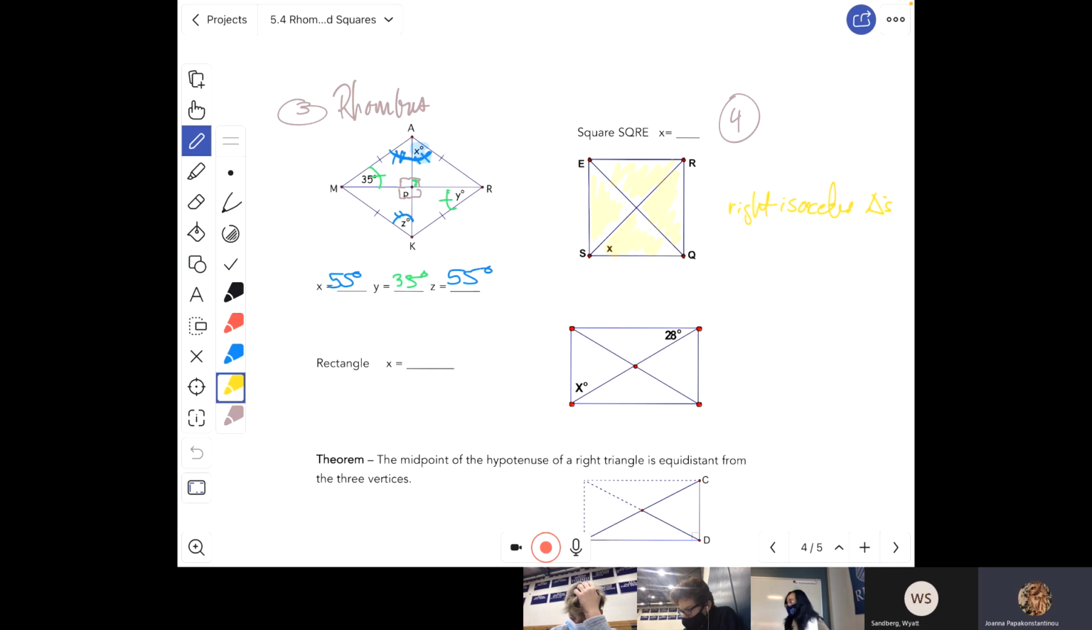Yes. It's another way to do it. Absolutely. I know this whole thing is 90 degrees. The diagonal's an angle bisector, so each of these has to be 45 degrees. Another special triangle, 45, 45, 90 triangles, right?